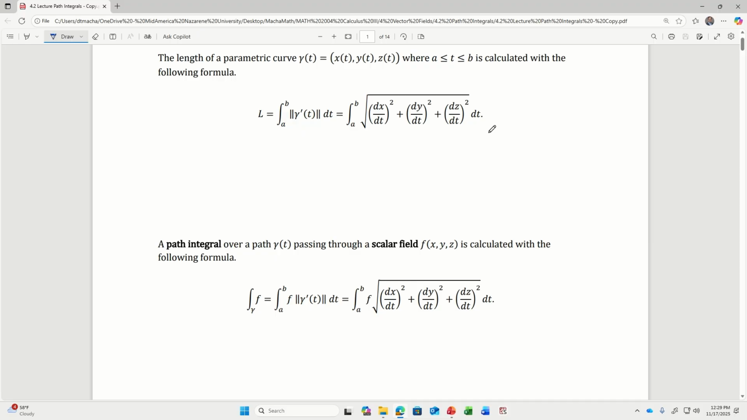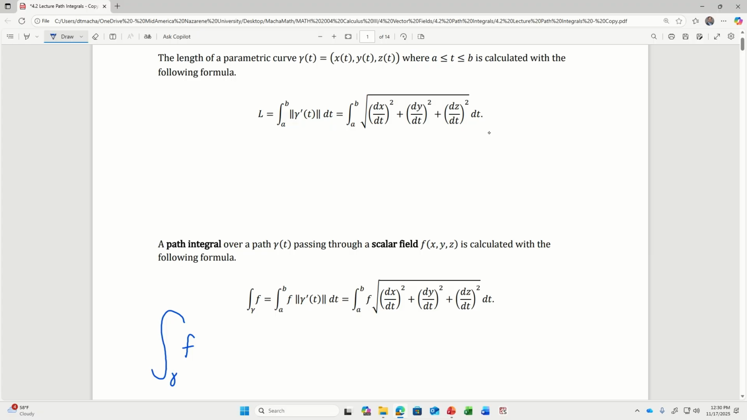So now we have a formula for calculating a path integral over a scalar field, and this little bit of notation is saying, listen, I'm taking an integral over this path and over this scalar field. And it looks exactly like taking the length of a parametric curve, but instead of just adding up these little length segments, we're multiplying the length of the segment times the value of the scalar field. So you throw in a little f in the integrand and boom, path integral.